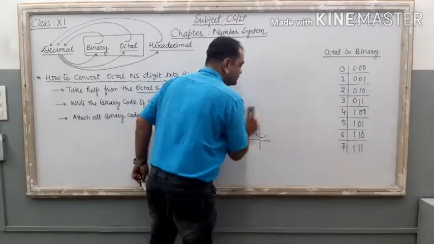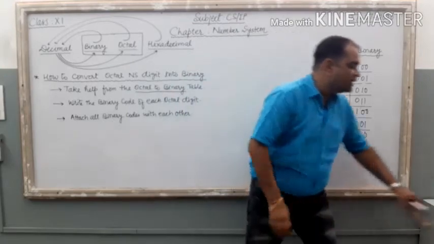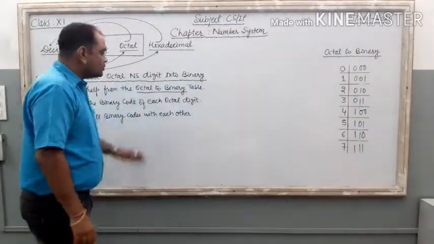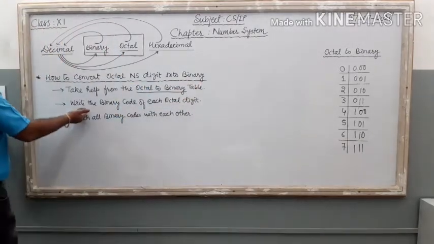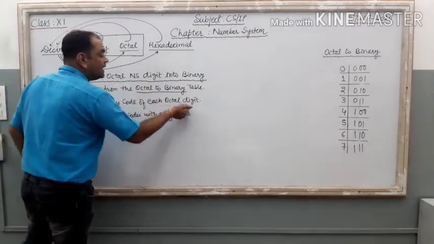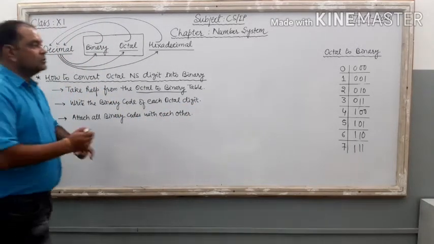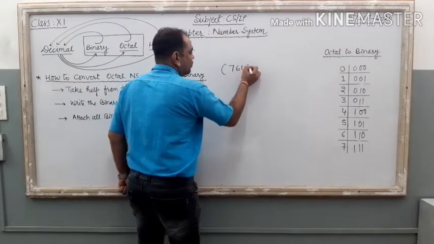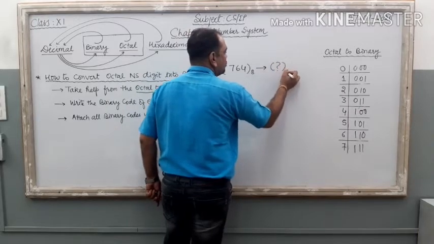So here the octal to binary table is available on the board. You have to write it in your notebook also. Right? So our first step is over. Now come to the second step: write the binary code of each octal digit. Suppose you have to convert 764, an octal number, into binary.